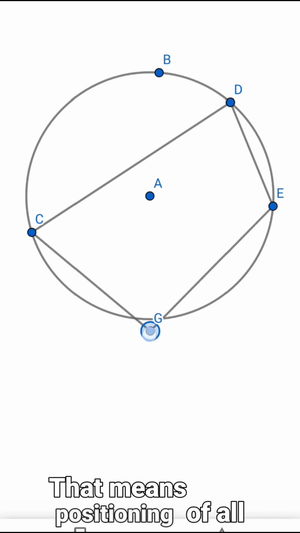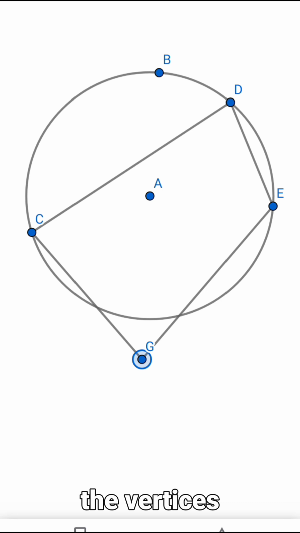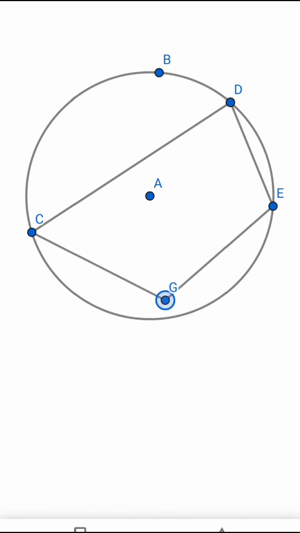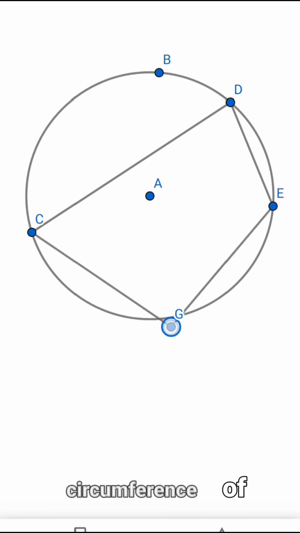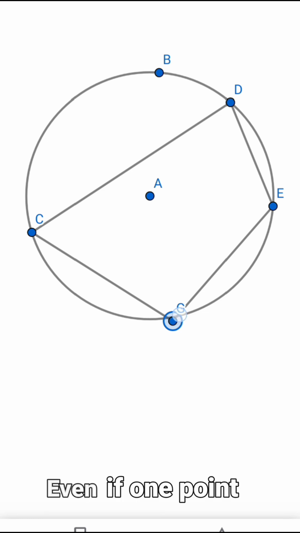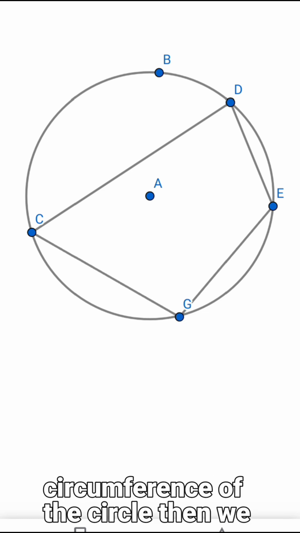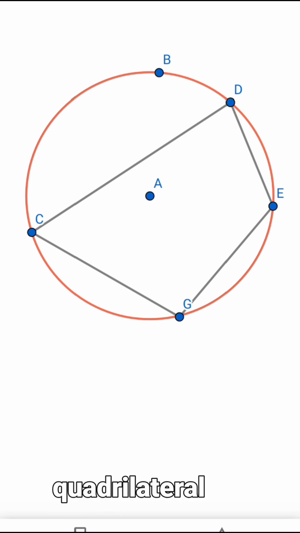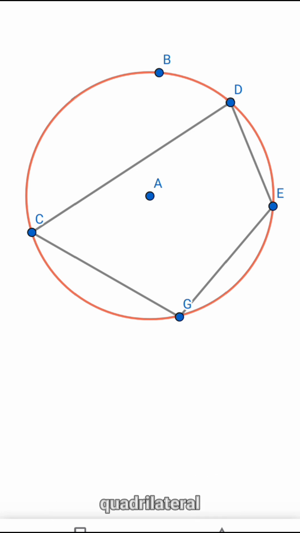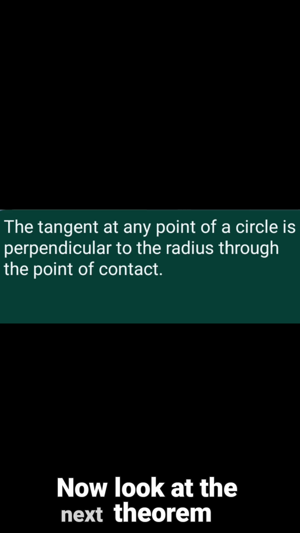That means positioning of all the vertices is very important. All the vertices should be on the circumference of the circle. Even if one point is not there on the circumference of the circle, then we cannot apply the cyclic quadrilateral theorem on this quadrilateral. Now look at the next theorem.